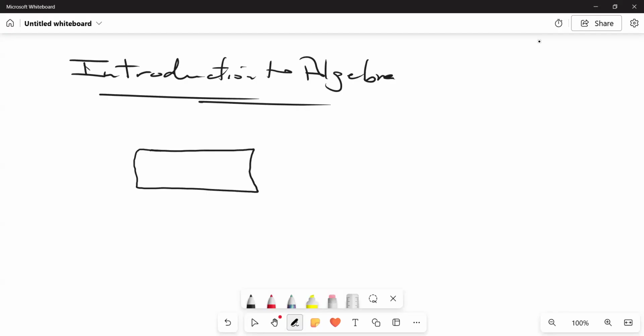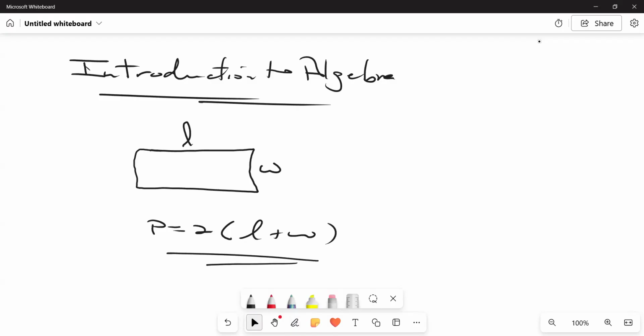model the perimeter of this rectangle. So maybe what we'll do is we call the length L, the width W, and we say the perimeter is 2 times the length plus the width. You see, so we're able to come up with a formula, right? Which is really, we can call it a model of the perimeter of the rectangle. Did I say triangle? Rectangle, right? Yeah. So that's the whole idea.